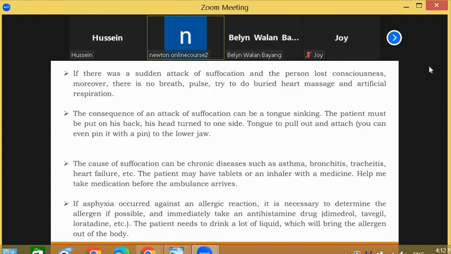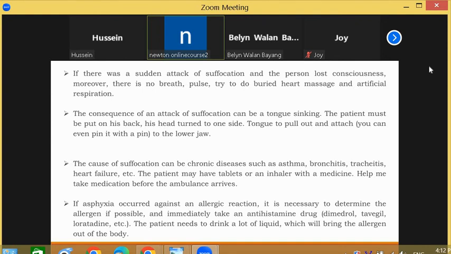The next one, if there was a sudden attack of suffocation and the person lost consciousness, moreover there is no breath or pulse, try to do the chest heart massage and artificial respiration. So here, you know that. If the person is not conscious, no breath, nothing is there, you have to do the artificial respiration, that is CPR, you have to start here.